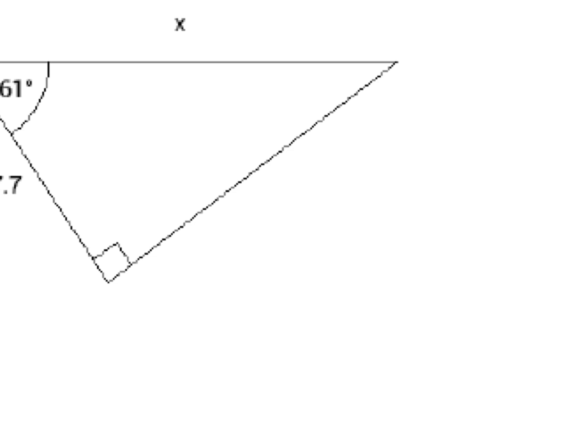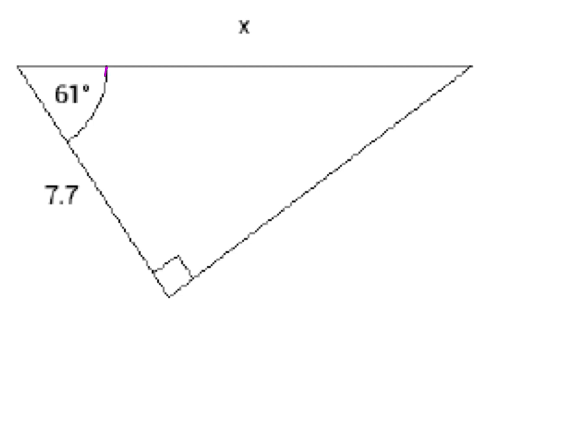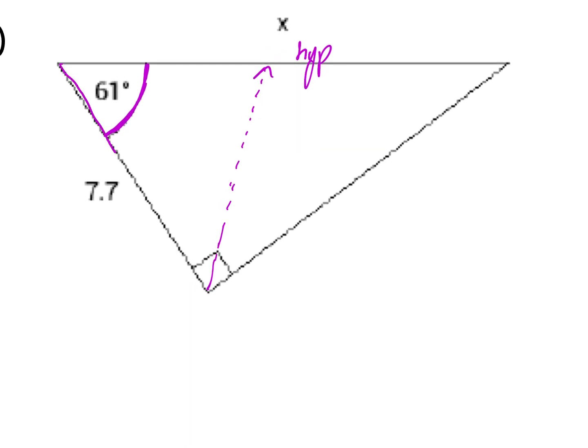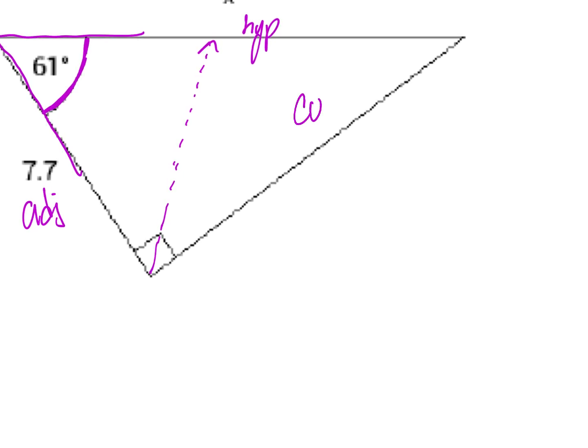Okay, so first I need to identify my sides. Helps if I can actually see the problem on my iPad too. And here is my angle. If I find my right angle and I go opposite of that, that's my hypotenuse. And then I'm making the angle here with my hypotenuse. So this is my adjacent side. So that means I have the cosine of 61 is going to equal 7.7 over x.